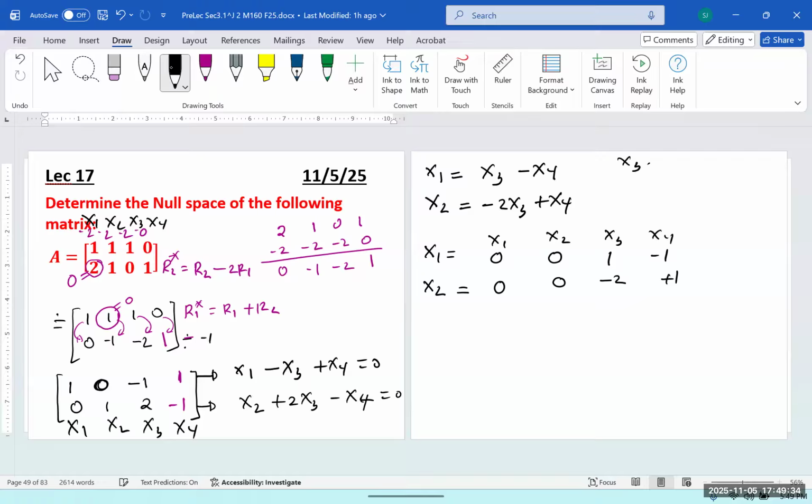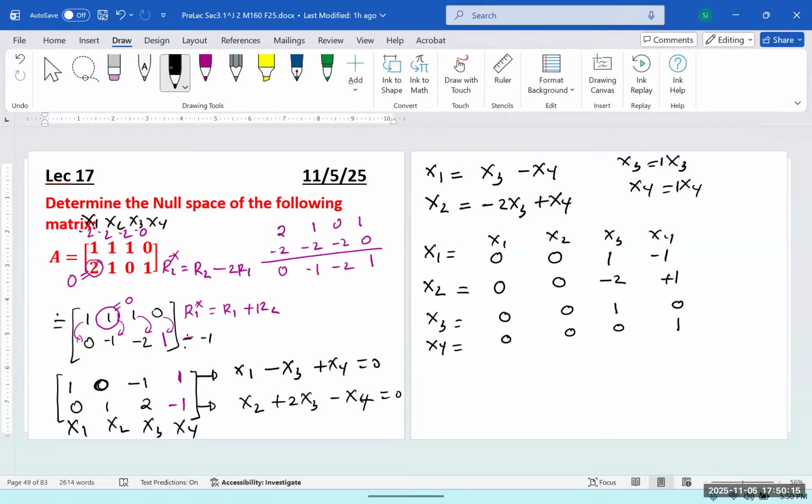Then what is x3? x3 is x3, it's independent. x4 is also x4. So x3 and x4, they are free variables in this equation. So we write x3 is 0x1, 0x2, 1x3, 0x4. And our x4 is 0x1, 0x2, 0x3, and 1x4. So we have the coefficient invisible 1. So we write these ones down.